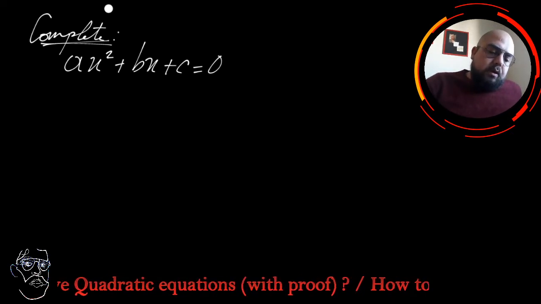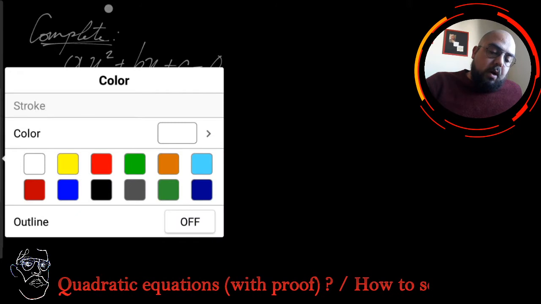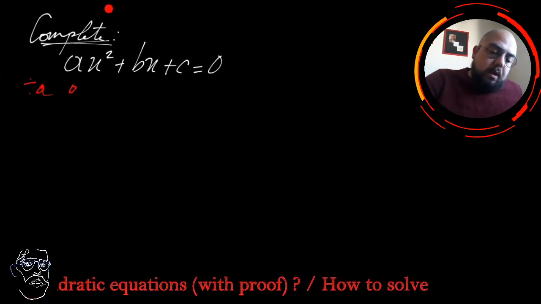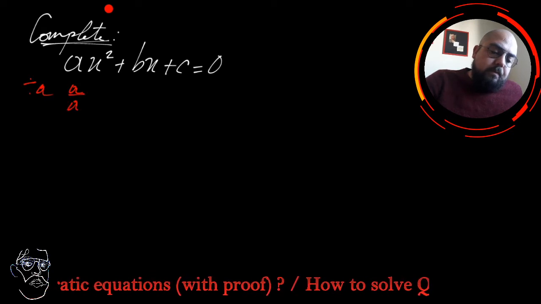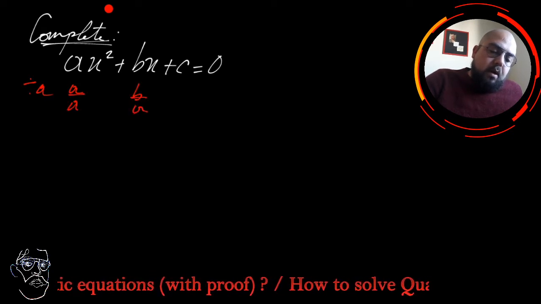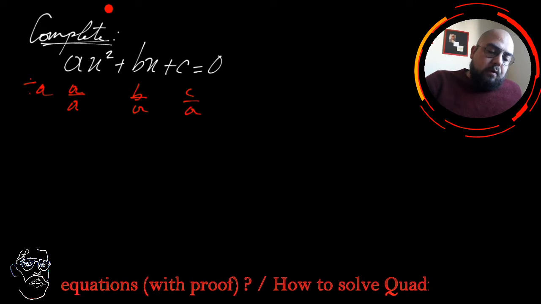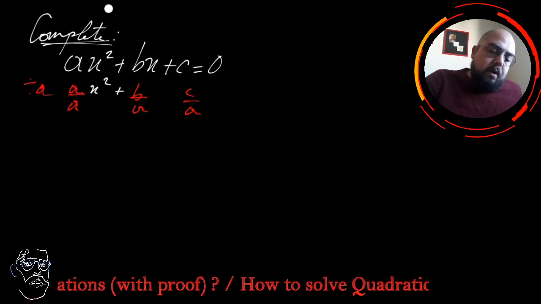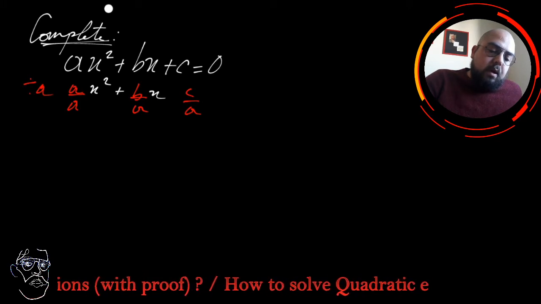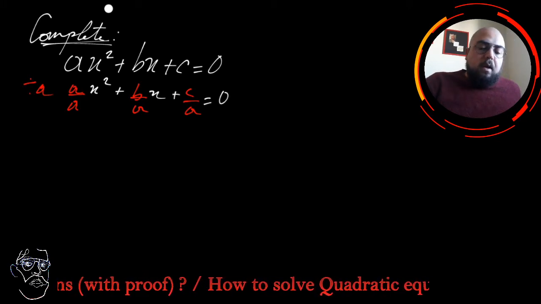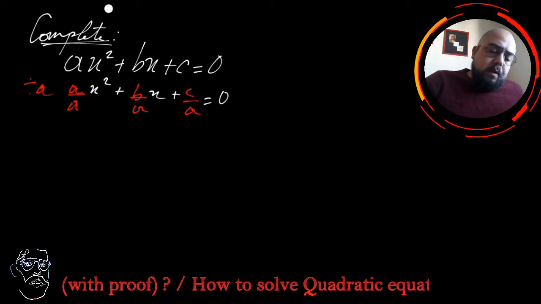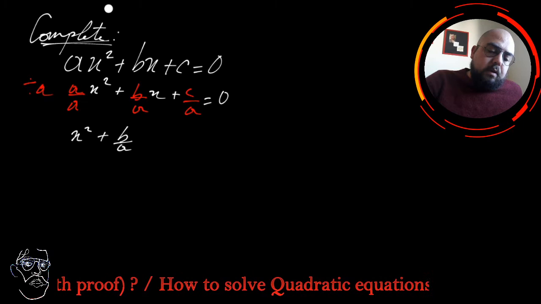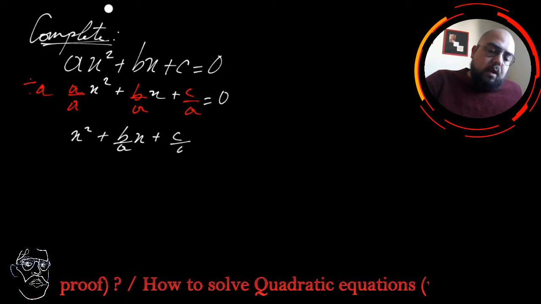So the first step is to divide this equation by a. So I will divide this equation by a. I will obtain a over a, b over a, and c over a. Of course, 0 over a is 0, so a over a x squared plus b over a x plus c over a is equal to 0.